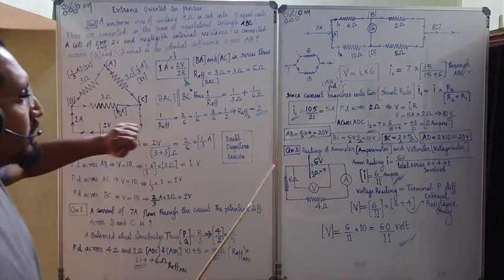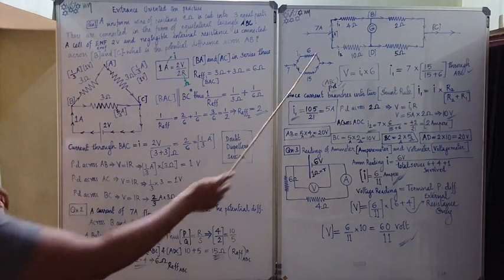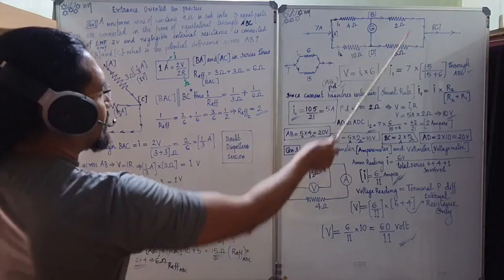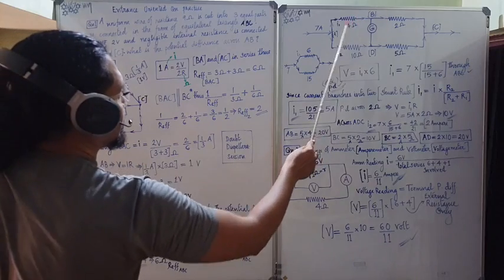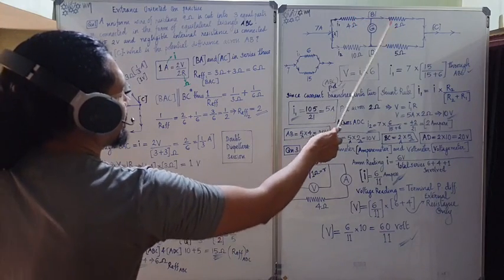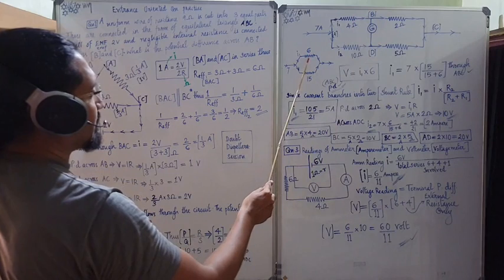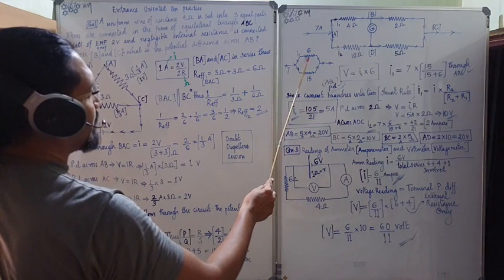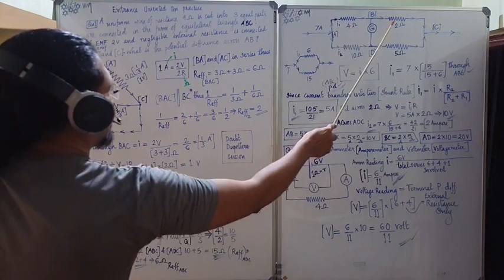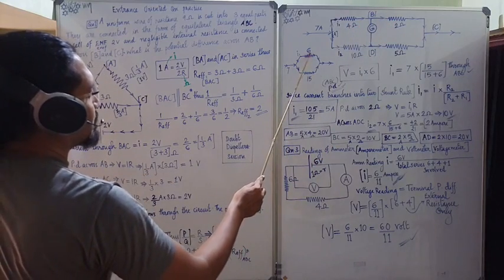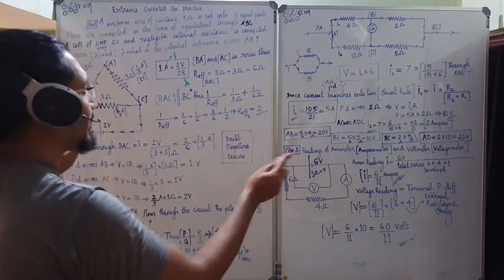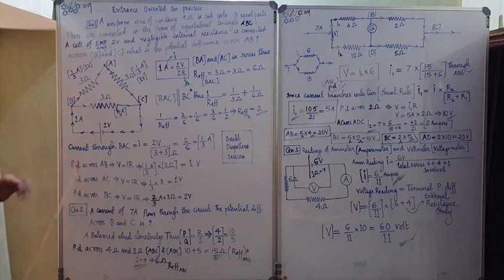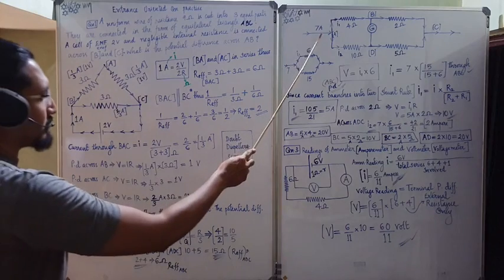Further simplification is done over here. That means these series resistances are added together to get this 6 ohm. When the two resistances are in series, 4 plus 2 is 6, and 10 plus 5 is 15. That is written over here. This is the diagram, but just read the question. The current of 7 ampere flows through the circuit.